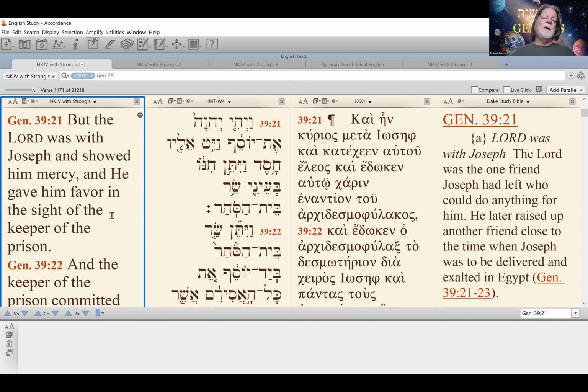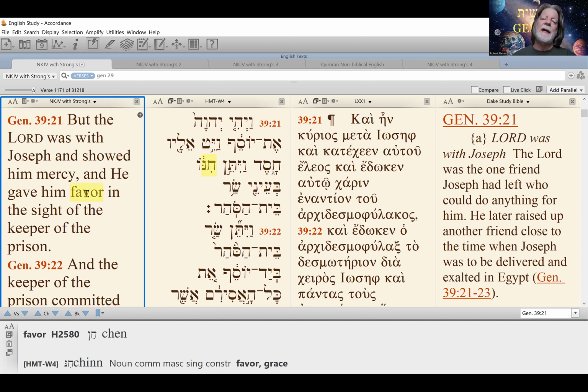So, okay, verse 21. So Joseph wasn't killed, and he should have been, but he was allowed to survive. And that may have been God's grace working through Pharaoh that allowed Joseph to survive these false accusations. Verse 21, but the Lord was with Joseph and showed him mercy, and he gave him favor.